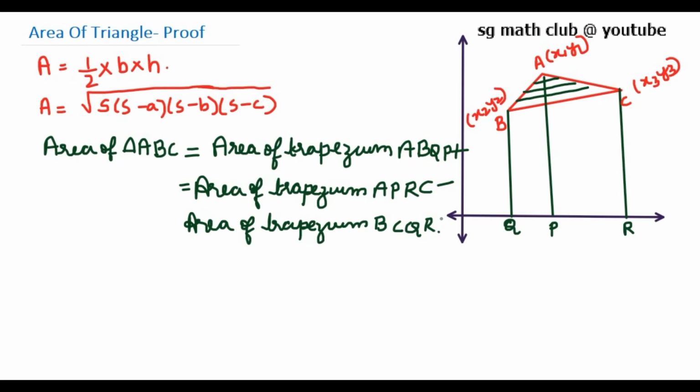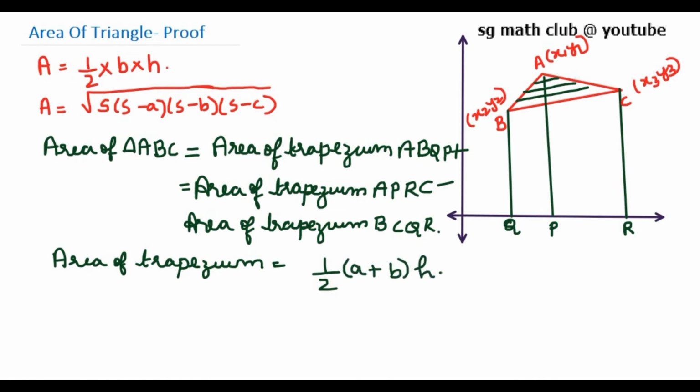So we are adding this trapezium plus the trapezium on the right side, then we are subtracting the trapezium which is at the bottom of this triangle. That will give you the area of this triangle. And we know that the formula to find the area of a trapezium is half the sum of parallel sides into height. If I take the parallel sides as A and B, the area is half of A plus B into the height of the trapezium.